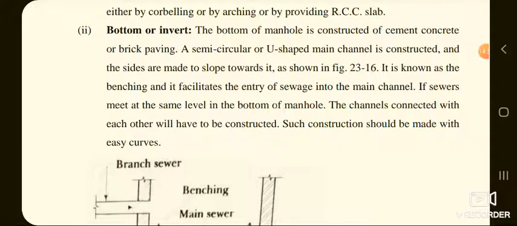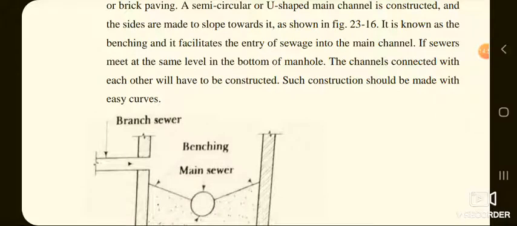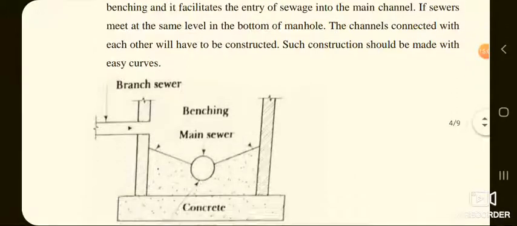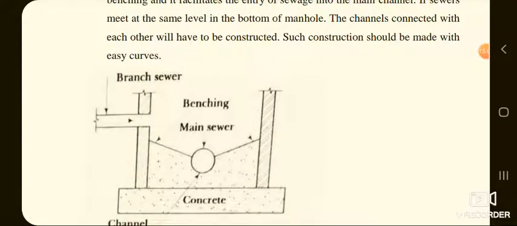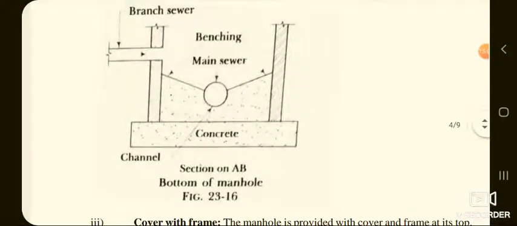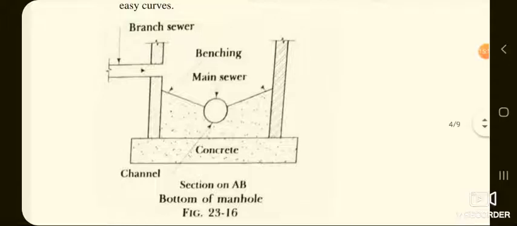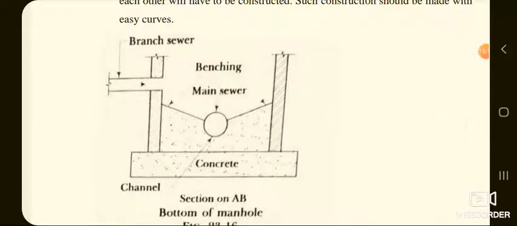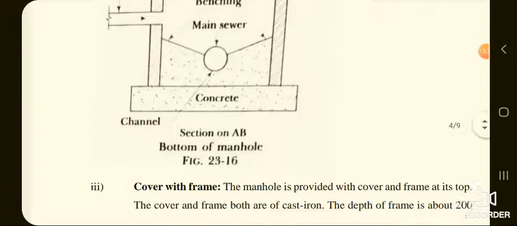If sewers meet at the same level in the bottom of the manhole, the channels connected with each other will have to be constructed. Such construction should be made with an easy curve. This is the figure which shows the bottom of a manhole, which consists of the main sewer line and also how to connect the branch sewer. Always the level of the branch sewer is above the main sewer here.